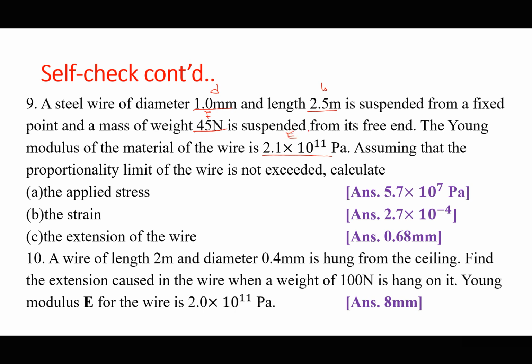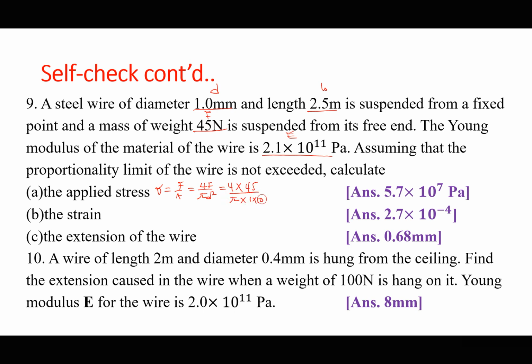Assuming that the proportionality limit of the wire is not exceeded. So that means Hooke's law is obeyed. Calculate the applied stress, the strain, the extension of the wire. So I'll just give you formulas here. For the stress, stress is equal to force over area. Remember, the area is pi d squared over 4. So this is going to be 4F over pi d squared since they gave us the diameter.